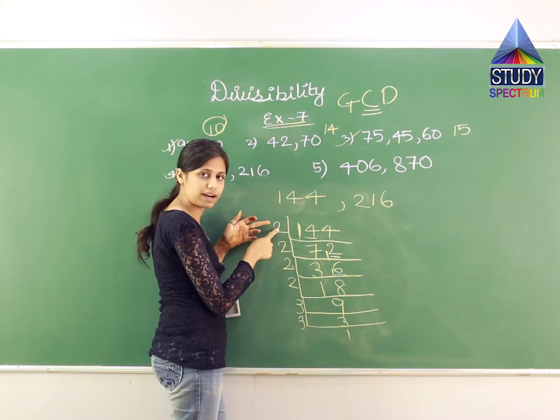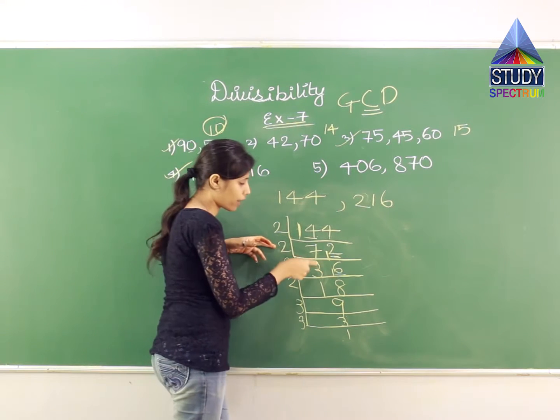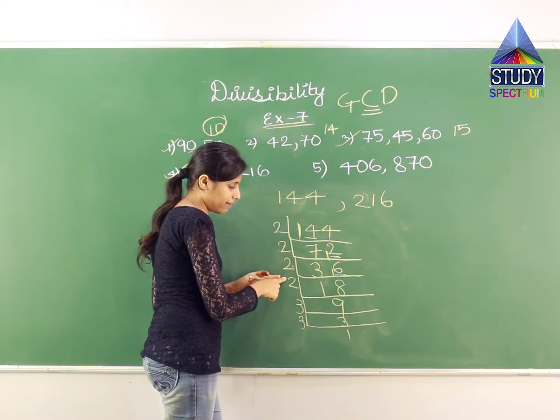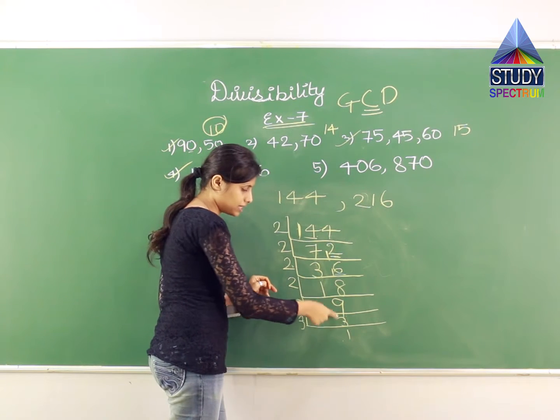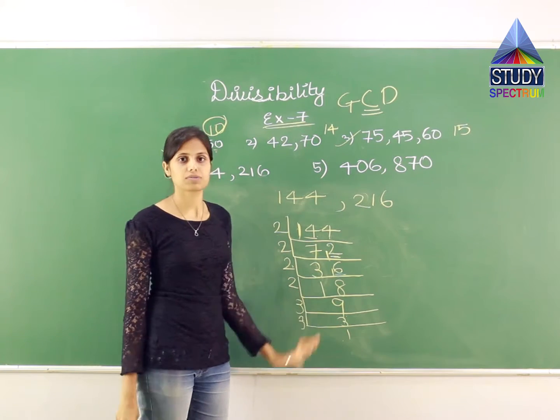144 को मैंने 2 से divide किया, I got 72. 72 को again I have divided by 2, I got 36. 36 को I have divided by 2, I got 18. 18 divided by 2, 9. 9 divided by 3, 3. 3 divided by 3, 1. So this is what a factorization method is.